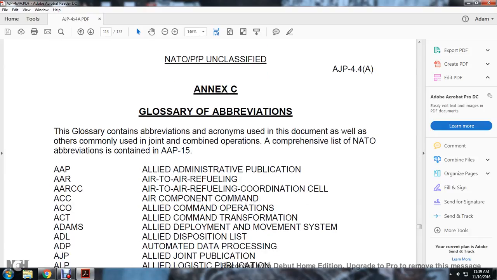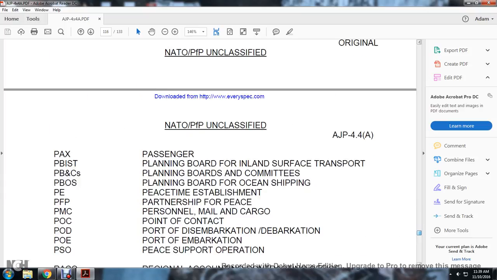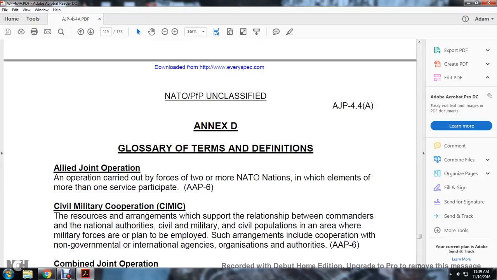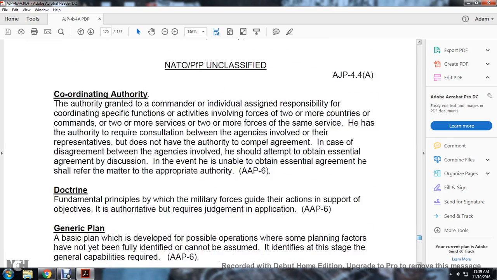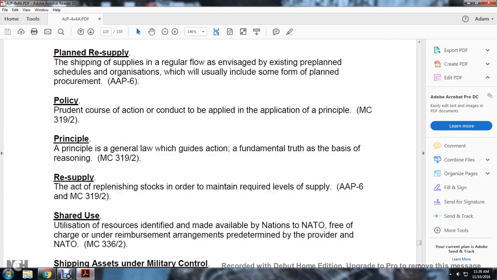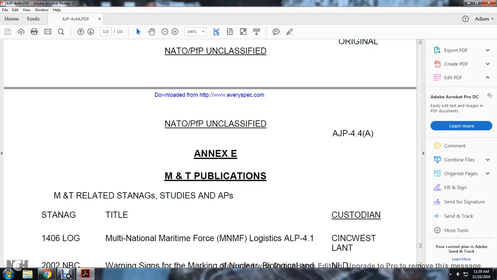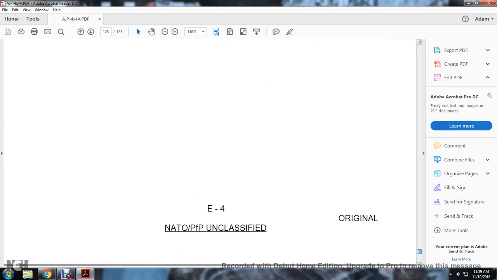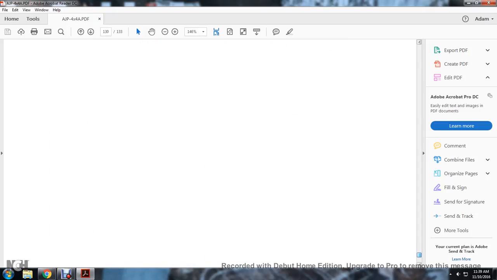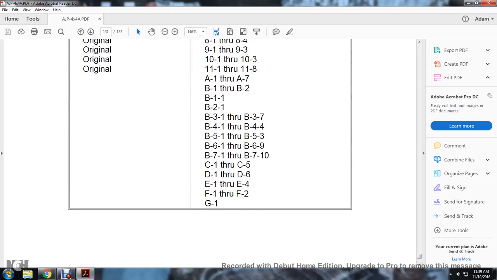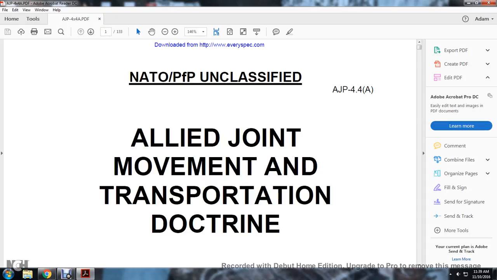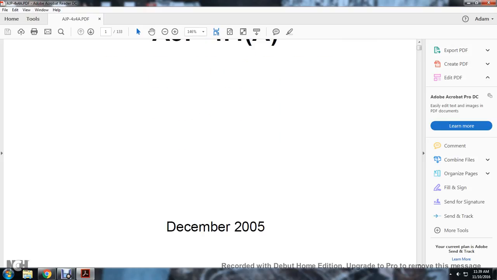Annex C is a glossary of terms, which is not really needed, right? Annex C was the glossary of terms. Annex D is the glossary. We read all that. We read the whole document, so there's no reading that. And then there's the publications that we referenced, and again reference publications, and a list of effective pages. And now we finished the Allied Movement Transportation document of the NATO Partnership for Peace, Unclassified, December 2005.